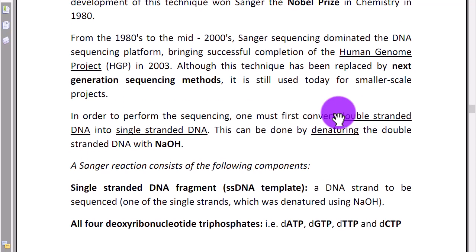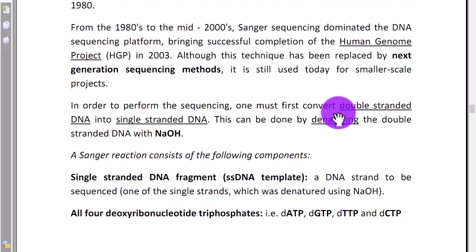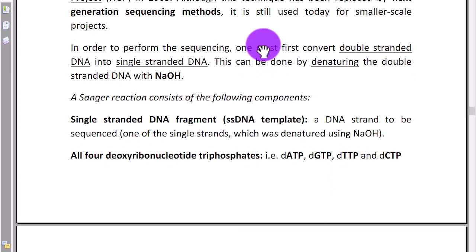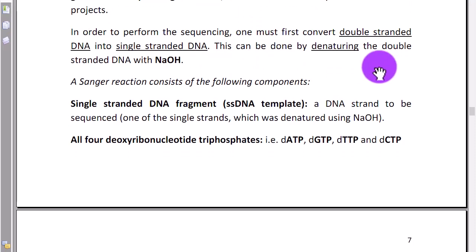From 1980 to the mid-2000s, Sanger sequencing dominated the DNA sequencing platform, bringing the successful completion of the Human Genome Project in 2003. Although this technique has been replaced by next generation sequencing methods, it's still used today for smaller scale projects. In order to perform the sequencing, one must first convert double-stranded DNA into single-stranded DNA. This can be done by denaturing the double-stranded DNA with sodium hydroxide.